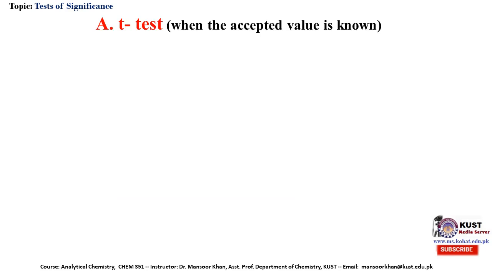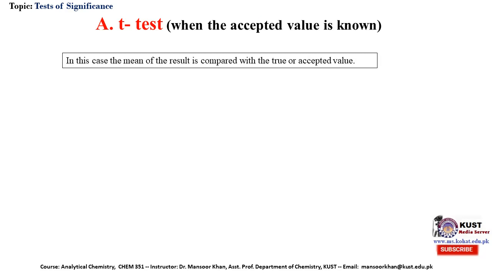So the first one is T-test when the accepted value is known. In this case, the mean of the result is compared with the true or accepted value. As the true value is present, it is easy to compare the mean of the result, the mean of the newly developed method, with the true value.